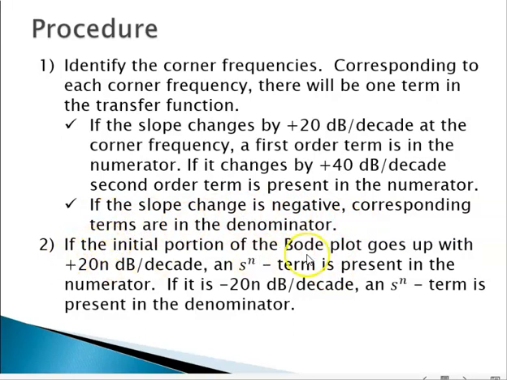If the initial portion of the Bode plot goes up with a slope of 20 n dB per decade, an s to the power of n term is present in the numerator. If it is minus 20 n dB per decade, an s to the power of n term is present in the denominator. That is obvious, intuitive. If the magnitude goes up, there are terms present in the numerator. If the magnitude is going down, the terms are in the denominator.